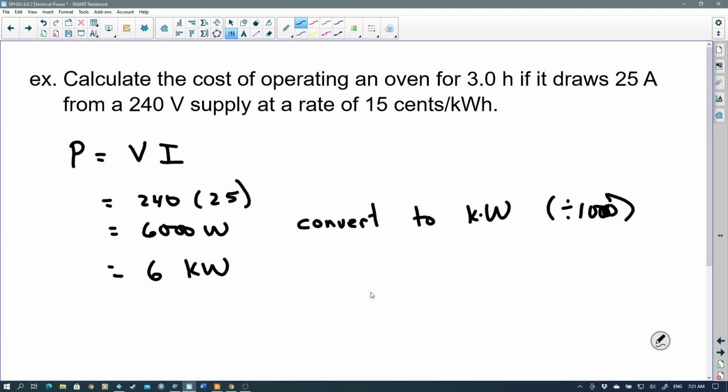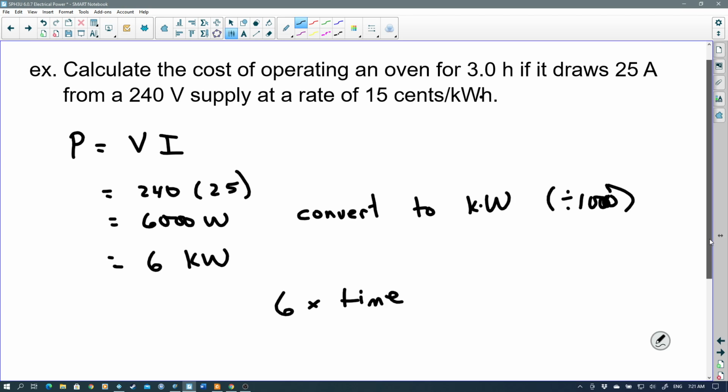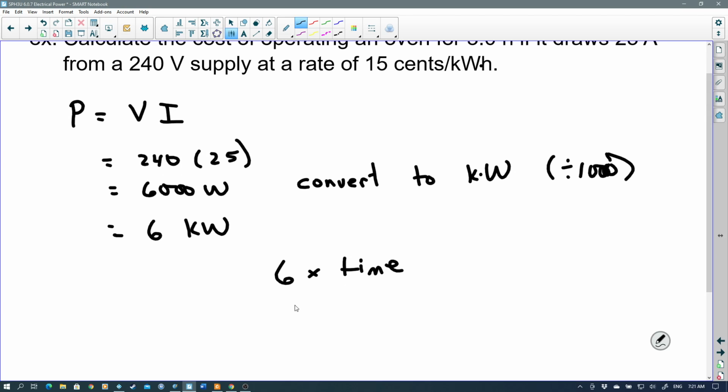Now, what we're going to do is look at the unit to guide us as to what we have to do next. These are kilowatts times hours. Well, they gave us the amount of time that this is working. So we're now going to multiply the 6 kilowatts times the time to get our kilowatt hours. So that's going to be 6 times 3, which equals 18 kilowatt hours.